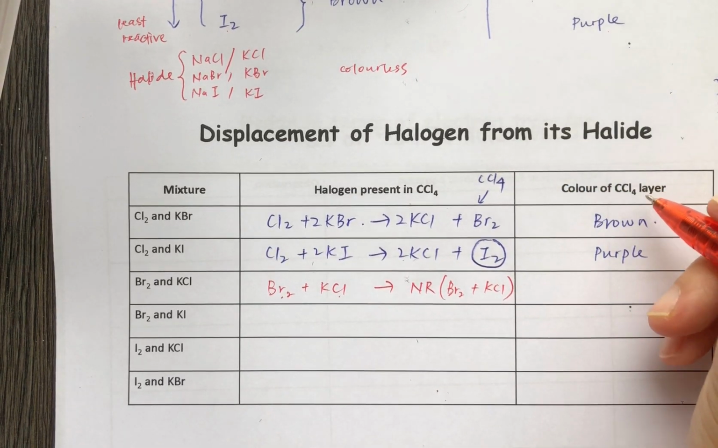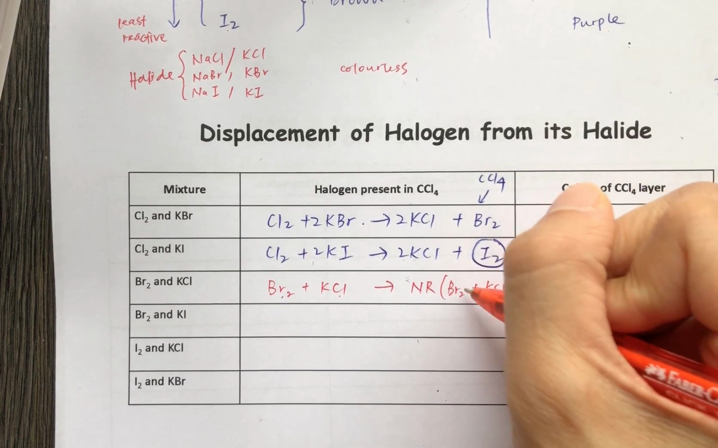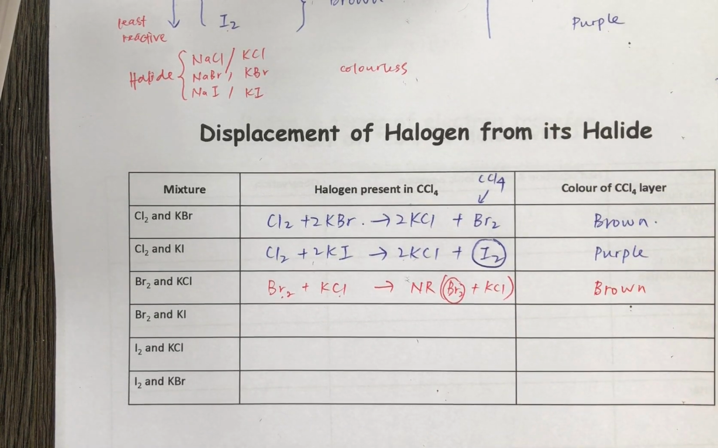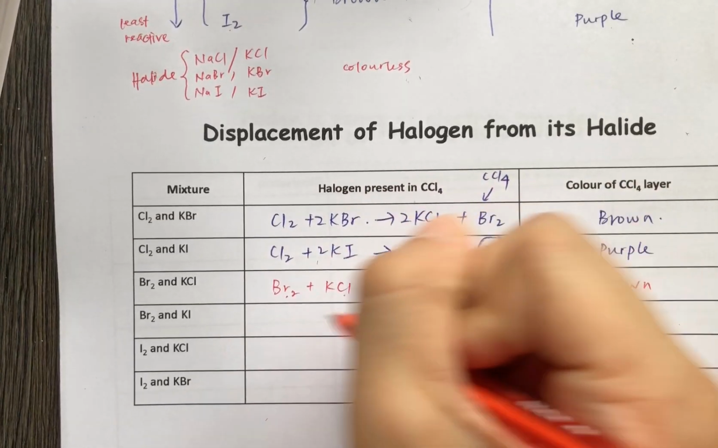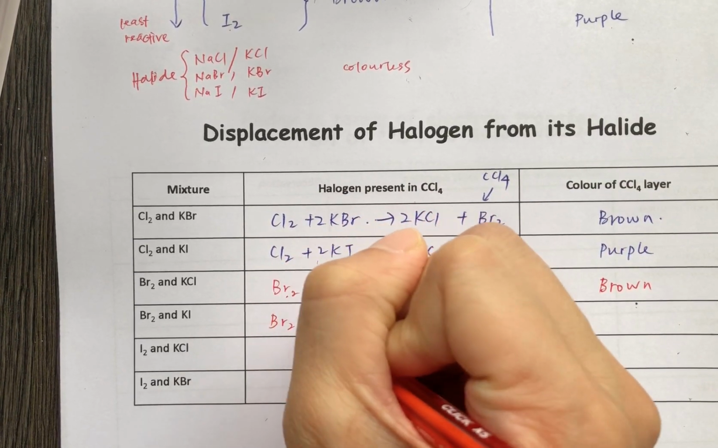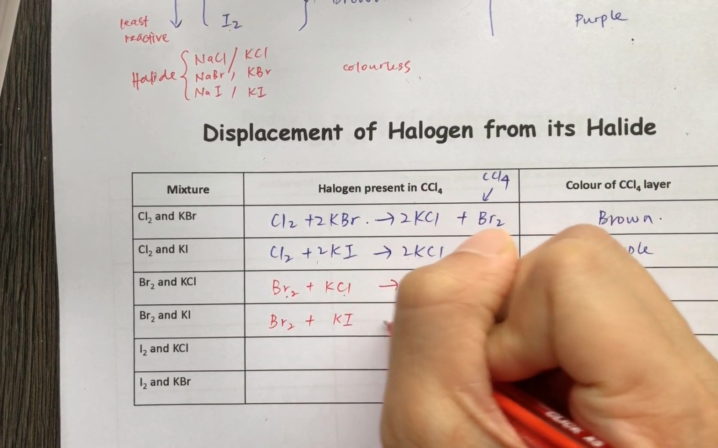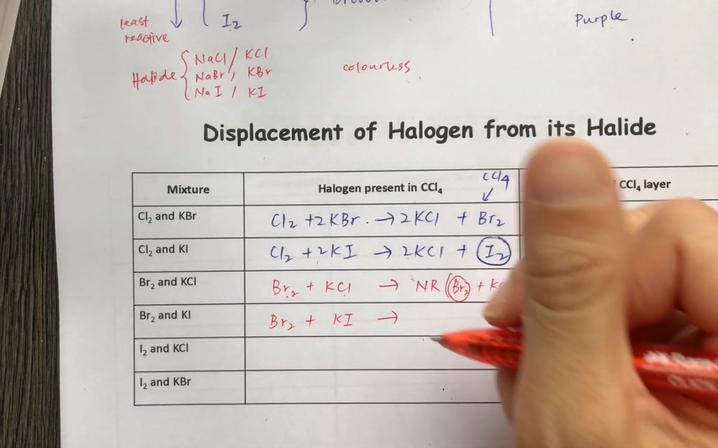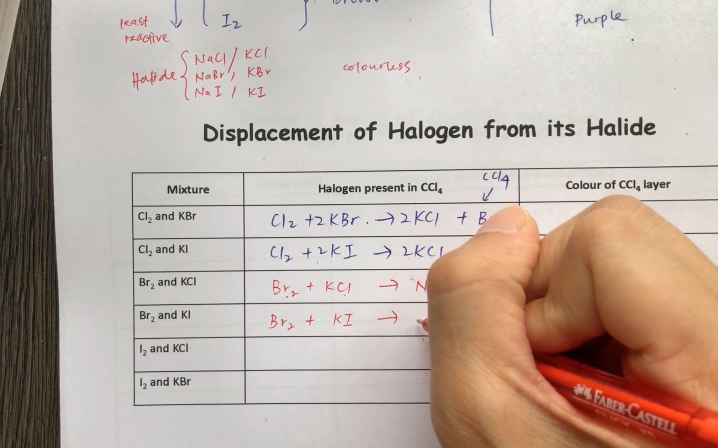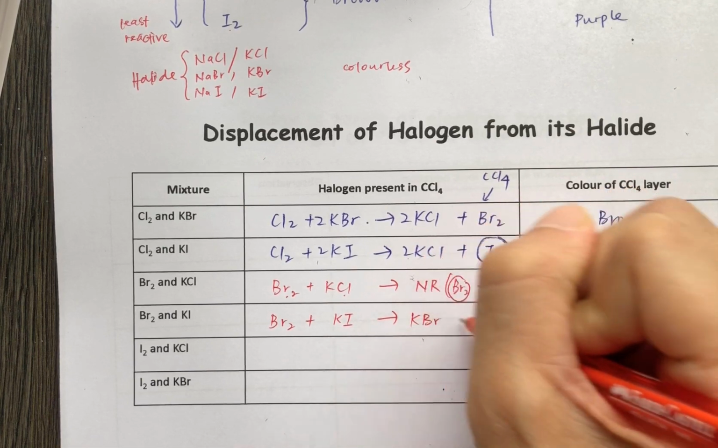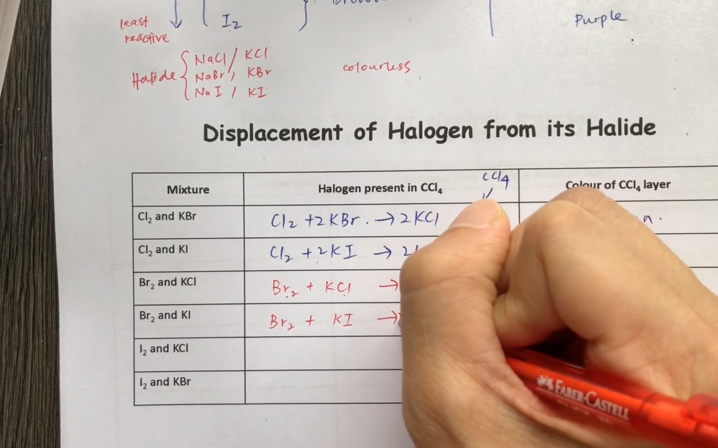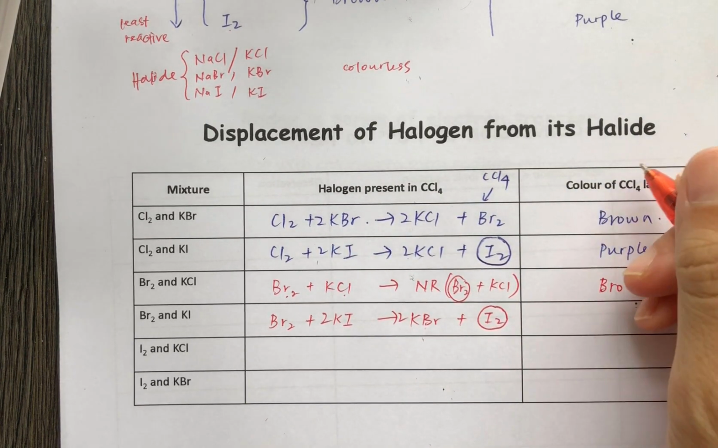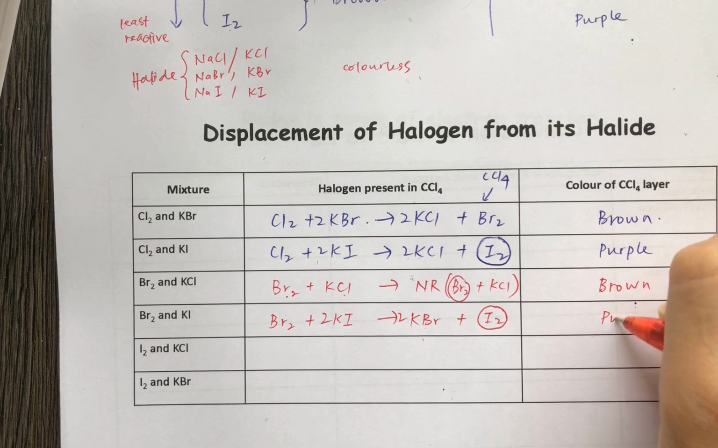So if I add CCl4 in there, the bromine will show brown color. Next up, I pair bromine with potassium iodide. Will there be any reaction? Yes, because bromine is more reactive than iodine. So I will be getting KBr and iodine. Since I end up getting iodine, in tetrachloromethane it will be purple color.